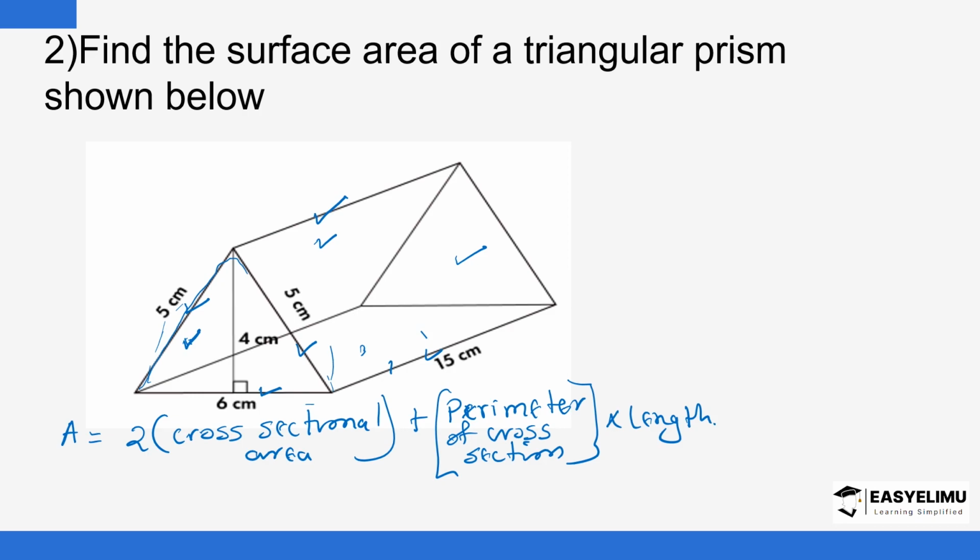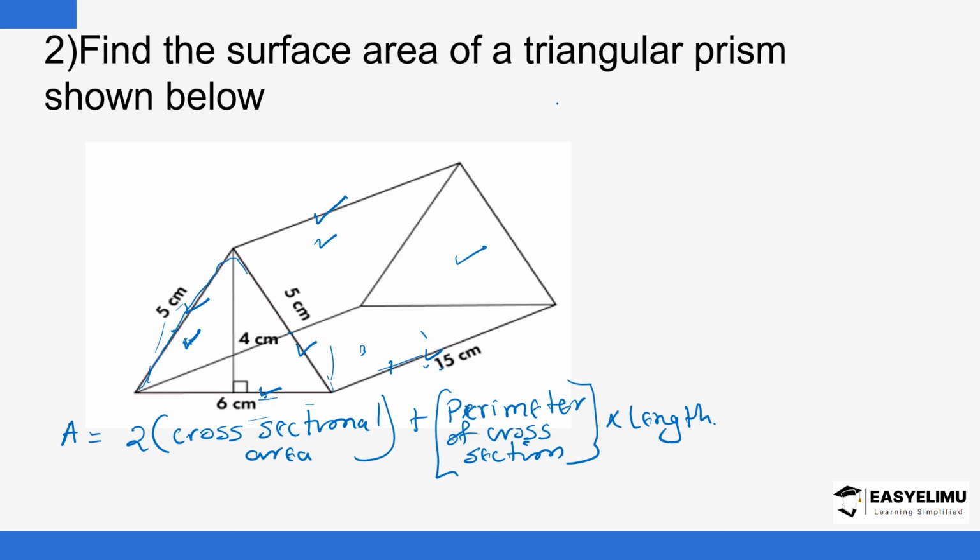Because it is length times 5, length times another 5, length times another 5. So in short, instead of multiplying one by one, we can first of all add all of them and then multiply by the length once. So this formula can help: 2 times cross-sectional area plus perimeter of the cross-section times the length. So you have to identify the cross-sectional area. Like in this case, the cross-sectional area is triangular, an isosceles triangle.